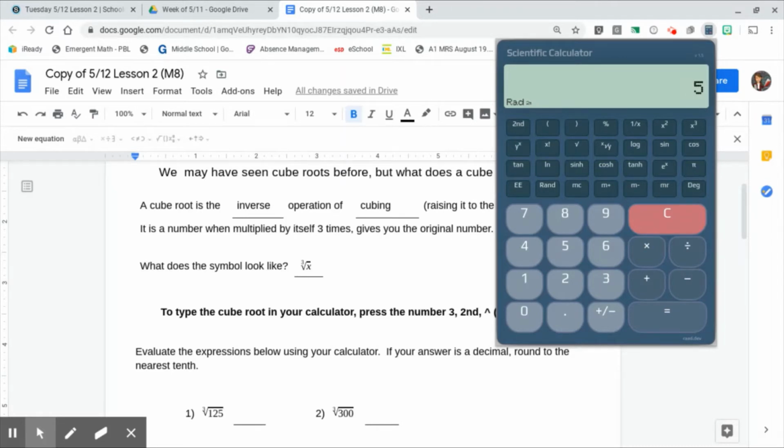So I'll say that one more time. You type in the number that you are looking for, 125. You press this button right here. And then cube root is 3, and then equals, and that gives you our cube root. So the cube root for 125 is 5.